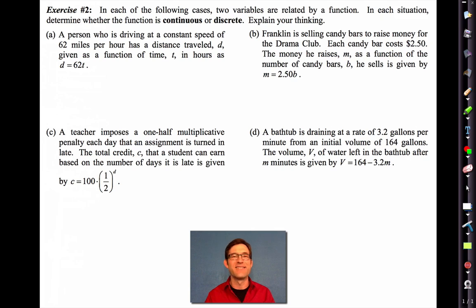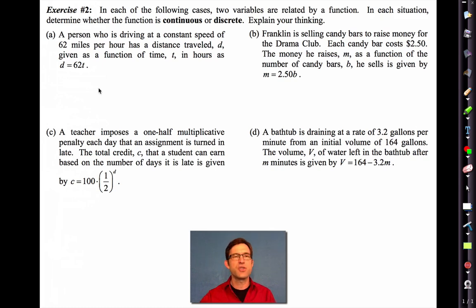Then there's no x's in this problem whatsoever. But the inputs, the independent variables, can they go from one value to another value without passing through values in between? If so, it's discrete. If not, it's continuous. Let's take a look at the first one together, and then I'll have you think about the other ones on your own. Letter A. A person who is driving at a constant speed of 62 miles per hour has a distance traveled, d, given as a function of time, t, in hours by d equals 62t.